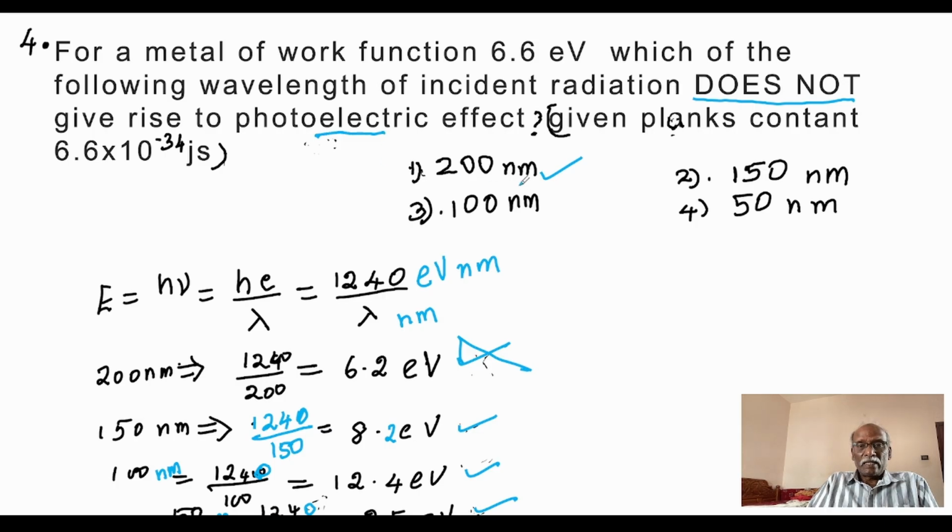It is easy to understand here. For photoelectric effect to happen, the incident ray must provide at least 6.6 electron volt energy. Out of these 4 radiations, only the 200 nanometer wavelength cannot provide this much energy, whereas all other 3 cases provide more than the expected 6.6 electron volt, and hence they can cause photoelectric effect. Only the 200 nanometer cannot cause the photoelectric effect. This is the answer to this one.